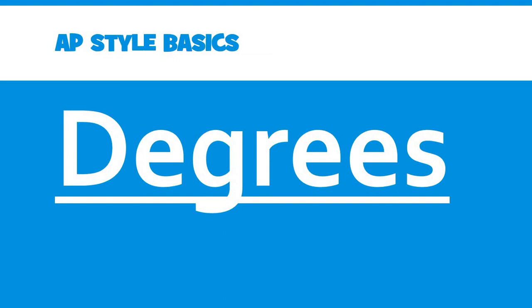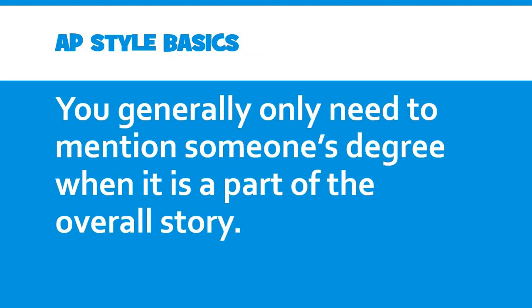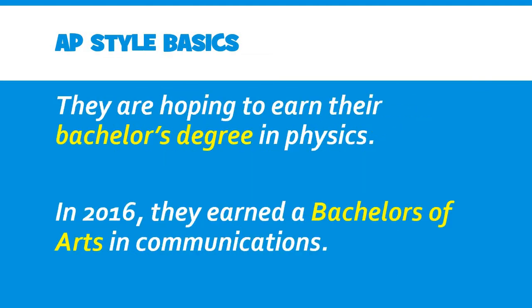Academic degrees. You generally only need to mention someone's academic degree when it's part of an overall story. So if you need to establish their credentials or their degree is what the story is about, you include it. You don't just include this for any old source for any reason. The story needs to be about this. But if you include it, you can include bachelor's degree or master's degree.